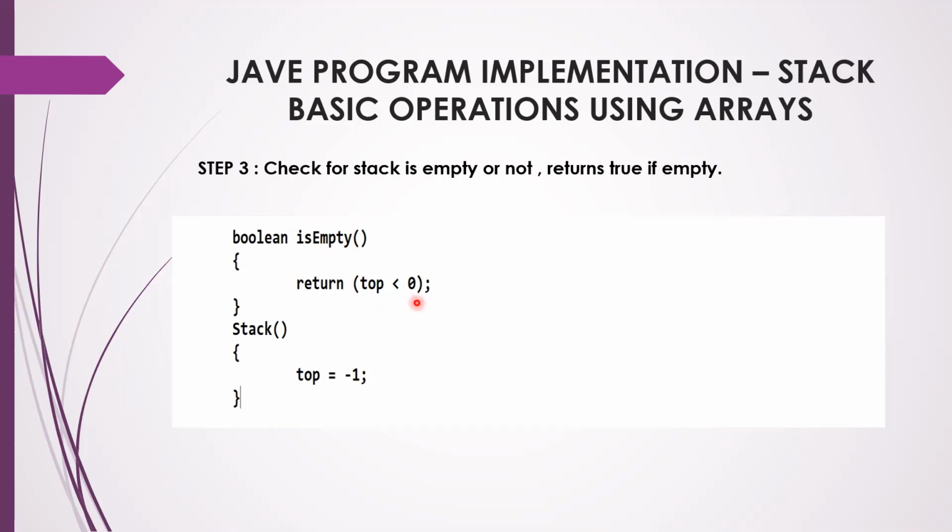Now, in boolean isEmpty, you have to return top less than 0. Whatever the value, top will be less than 0, like -1 or something, since the empty stack has top equal to -1. So return top less than 0. If this is true, it will return true, or else it will return false.